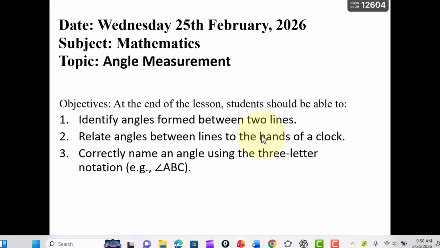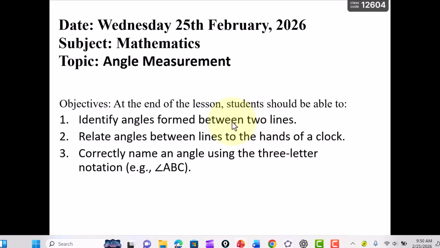Now, we should be able to also connect it to the wall clock system, that is, relate angles between lines to the wall clock hands. Now, how do we do that? For example, if the wall clock is at 1 o'clock, is it an acute angle or an obtuse angle? Those are the relationships we want to learn.